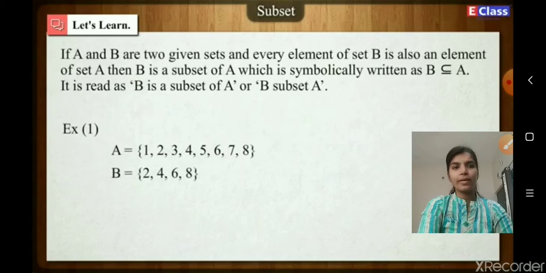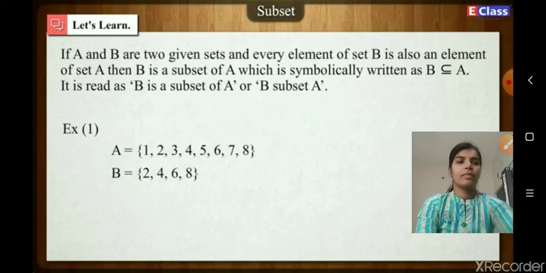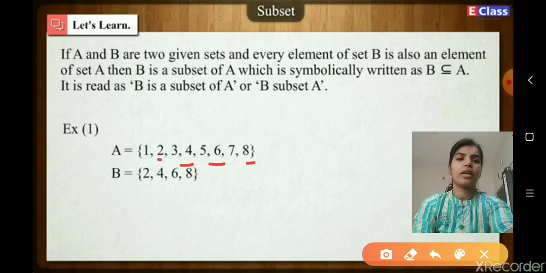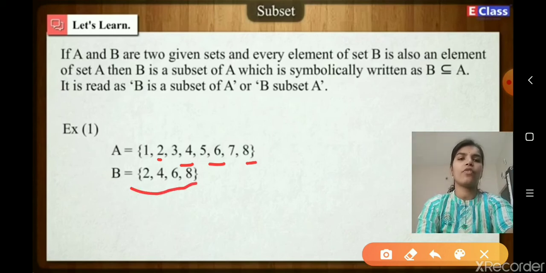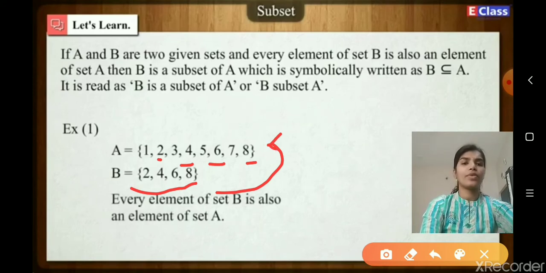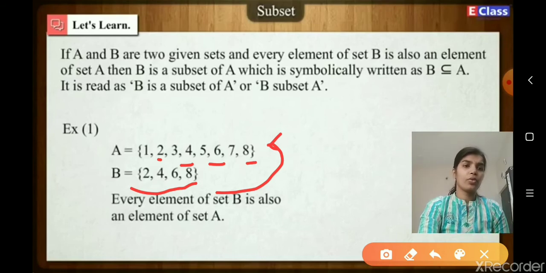So all the elements of set B are present in set A. You see that 2 is here, then 4, then 6, then 8. So all the elements of B are present in set A. That means set B is a subset of set A. Every element of B is also an element of A. So we clearly say that B is a subset of set A.